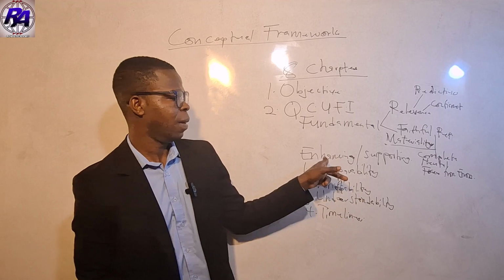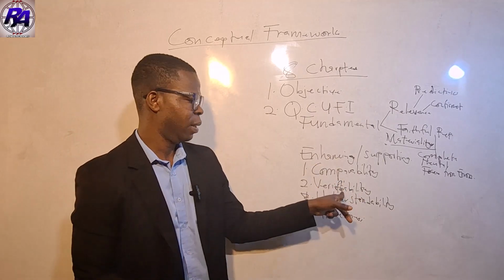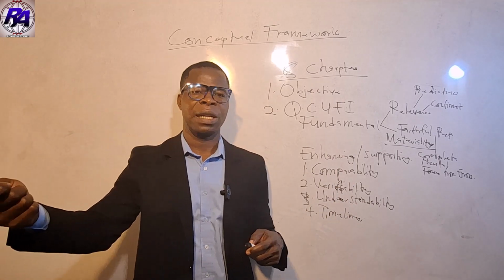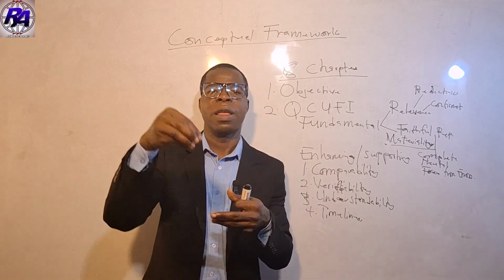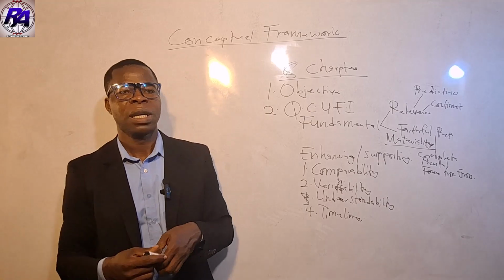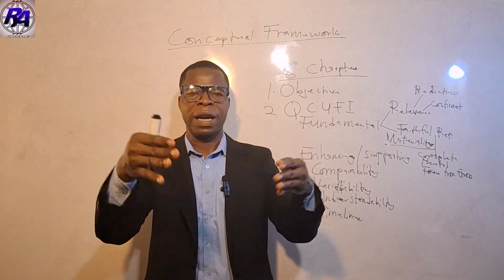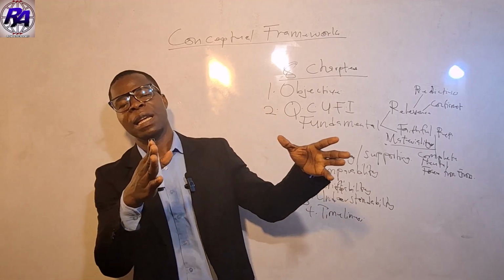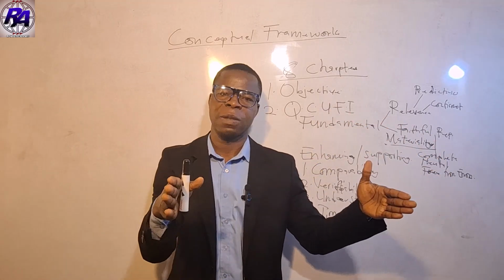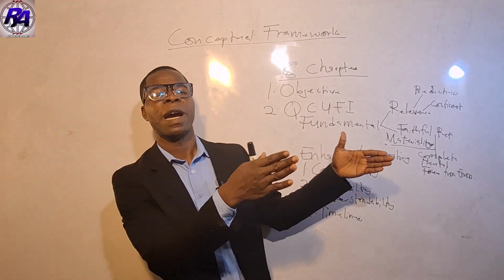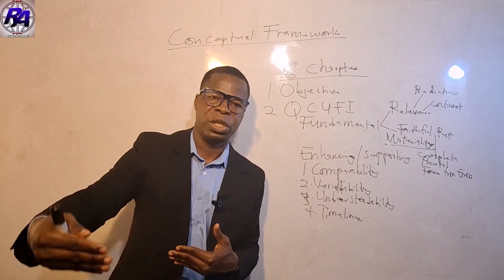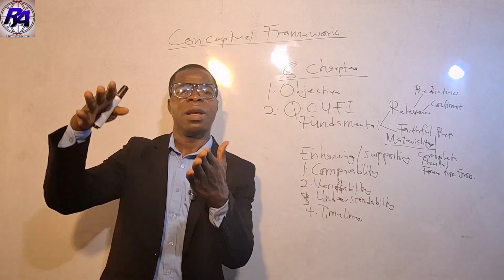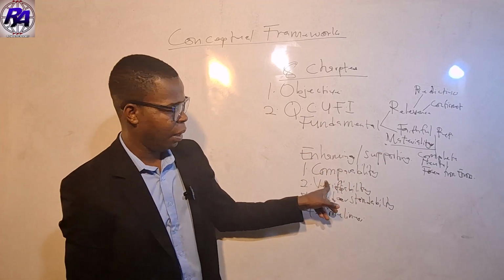Verifiability, the second enhancing qualitative characteristic. Verifiability means that independent observers and other accountants should be able to come to a consensus about the information provided by an entity. In other words, the information provided really is about the actual thing that has happened in the business. You said this is the amount of cash in the financial statement. If we go to the business, will we find that cash there? You said this is the depreciation you have calculated. Will we find it? That is about reaching consensus about the information you have provided. We can verify what you have provided for us. That has to do with verifiability.